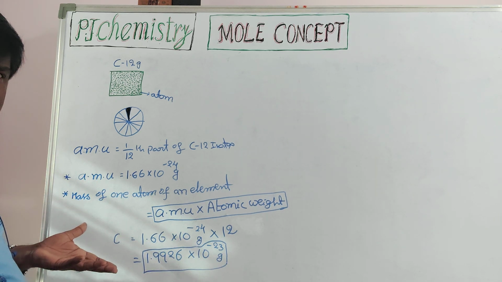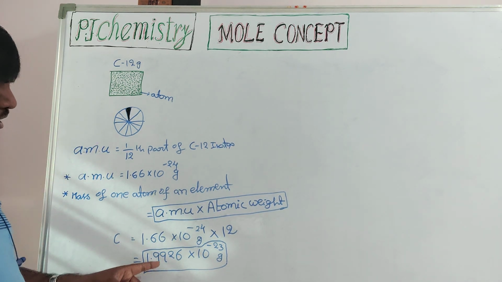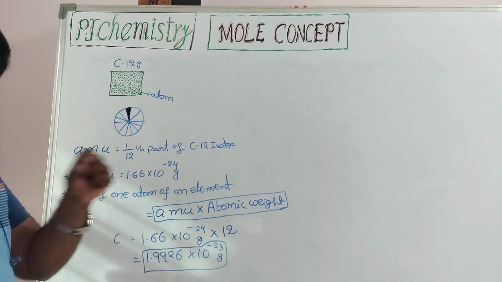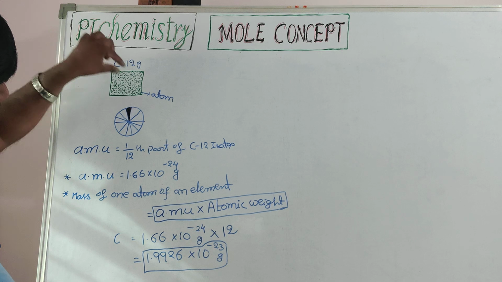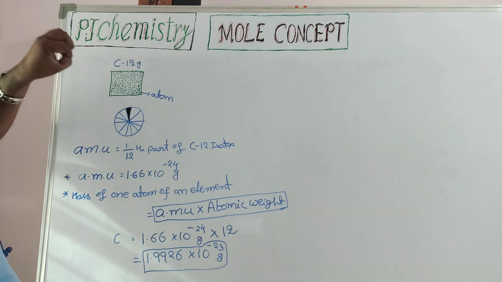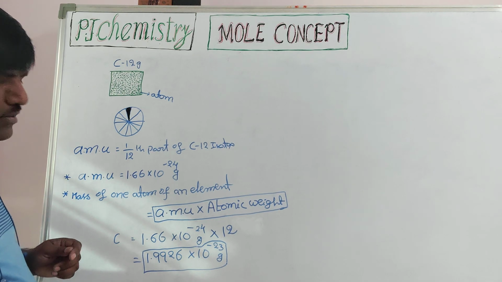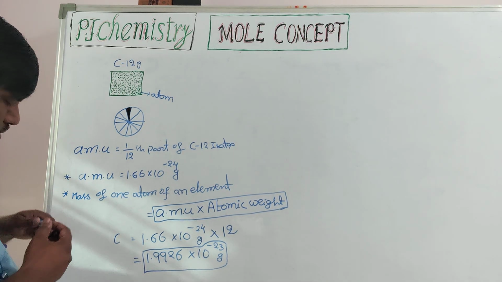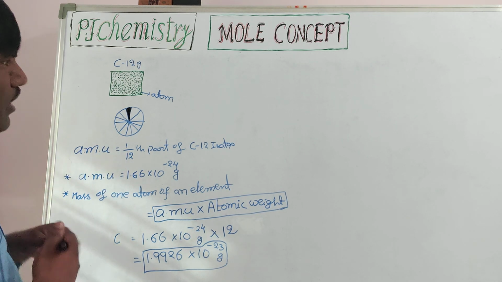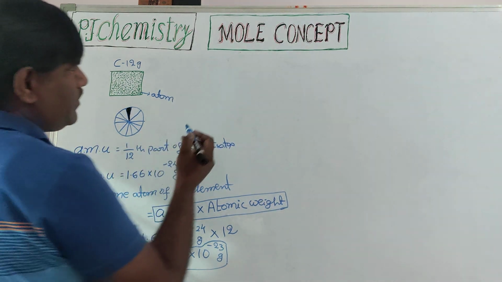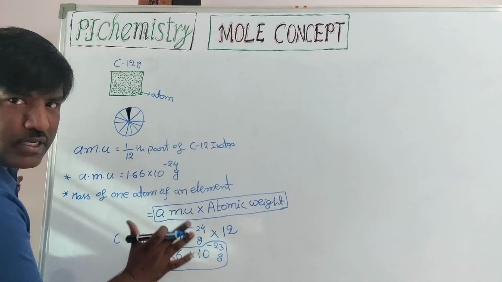An element is made up of atoms. One atom of an element has mass 1.926 into 10 to the power of minus 23. Now I want to know how many atoms are there in this. That is the atomic mass. At that time, what we did was only gram atomic mass, like we discussed in the previous video. So let this be till here.